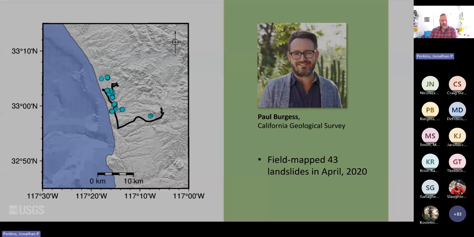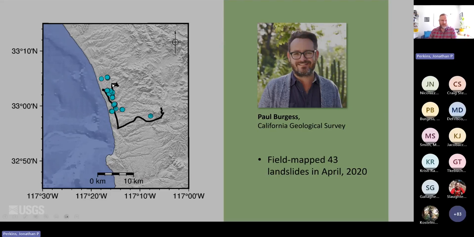And so Paul, being his intrepid self at the beginning of the COVID lockdown in April 2020, managed to overcome the logistical hurdles and go out there and survey a lot of the landslides that happened in this neighborhood.